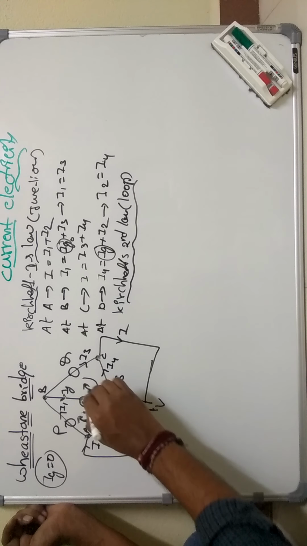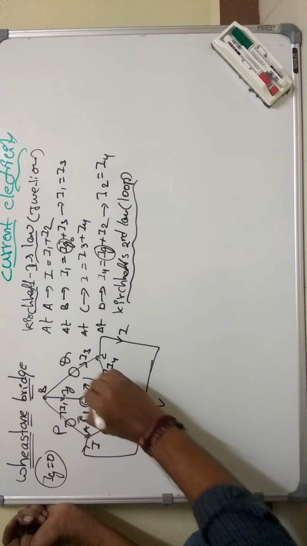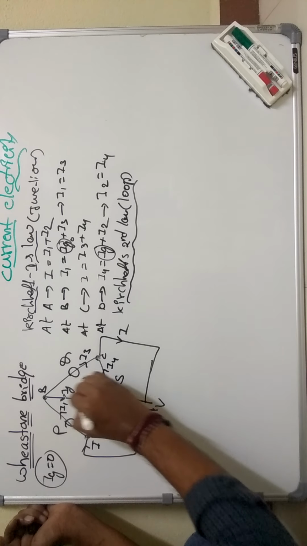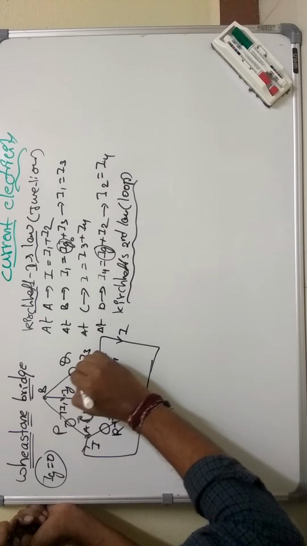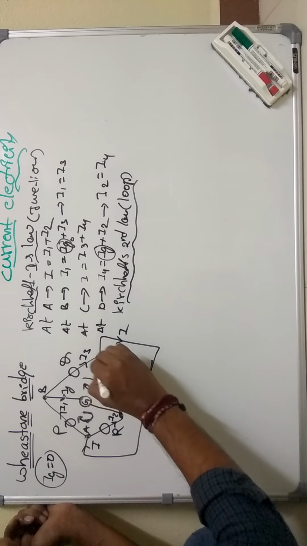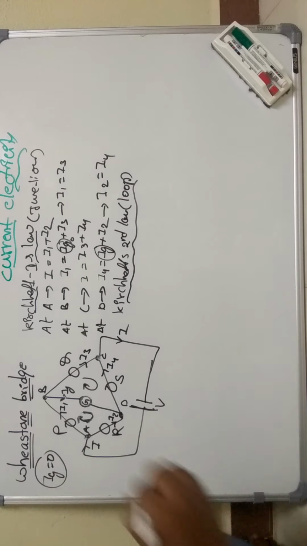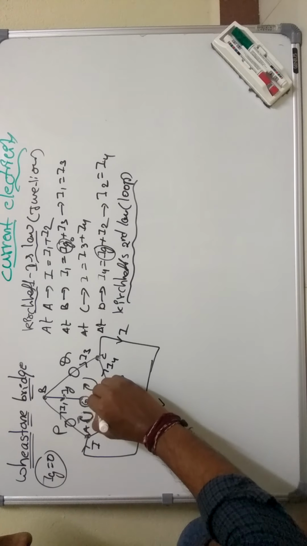For example, consider loop 2. I am taking clockwise direction like this. Here the Ig current is in the opposite direction, so minus Ig into G. Then next, same direction, I3 into Q. Then next, opposite direction, I4 into S. So first I consider loop L1, then loop L2.